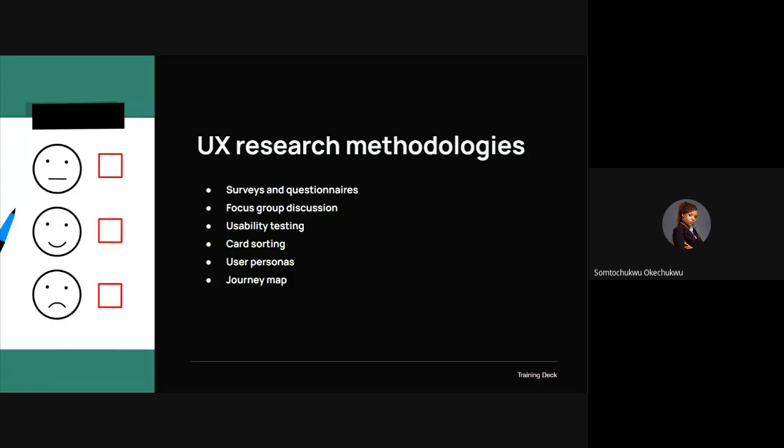Thank you. So a journey map is also a way you try to put together information to better see it work or better make sense of it.